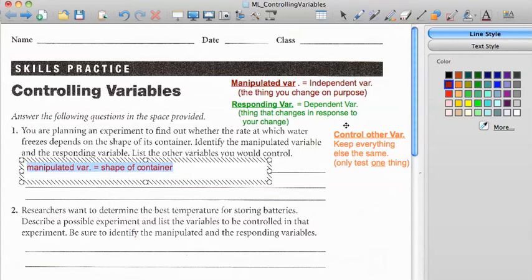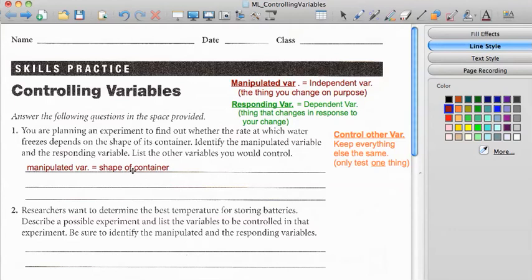All right, then the next thing we want to know is something about a responding variable. So if we manipulate or change the shape of the container, what's going to respond? What's going to change because of that? Well, we're guessing that the rate at which water freezes is going to change. That's what we're making a prediction about. So our responding variable, also called our dependent variable, is going to be the rate at which water freezes.